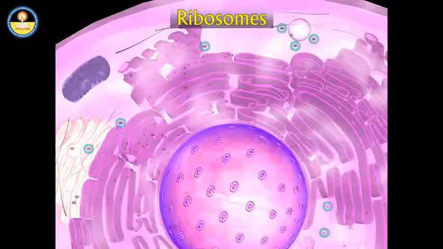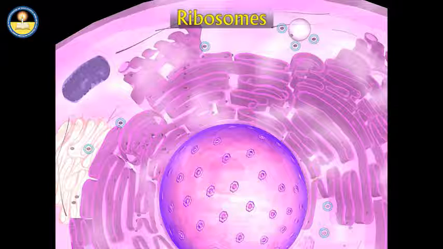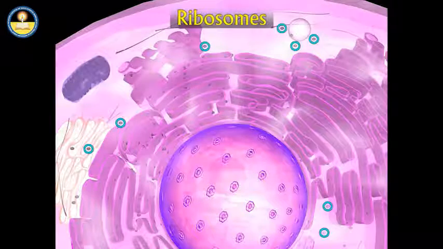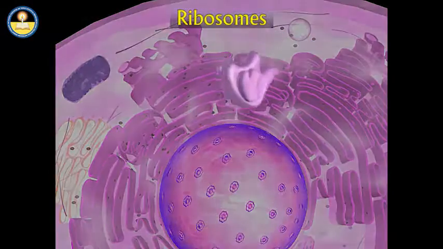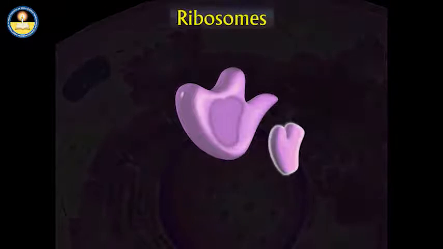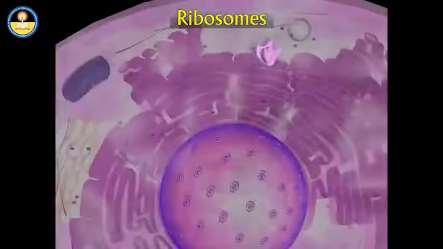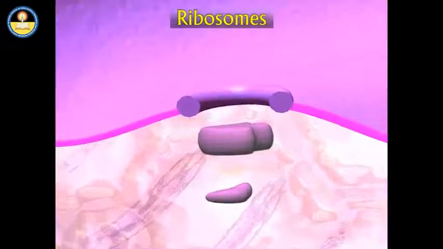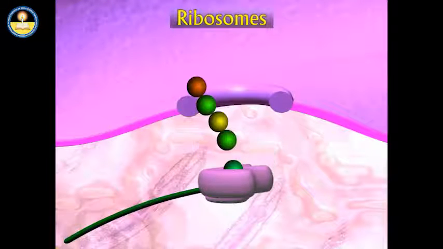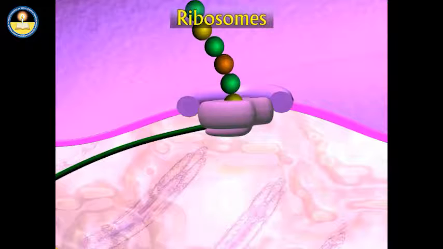Ribosomes. Ribosomes are found in many places around the cell. You might find them floating in the cytoplasm or on the endoplasmic reticulum. A ribosome is made up of two subunits, one small and the other large. They are responsible for the synthesis of amino acids with the help of other organelles.